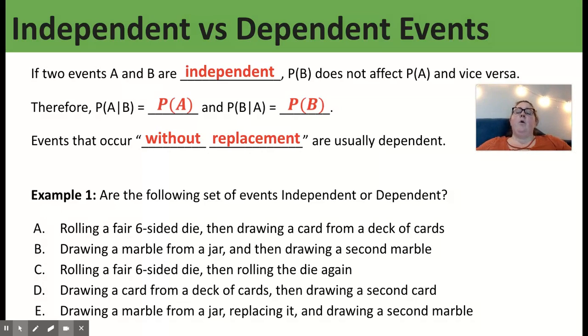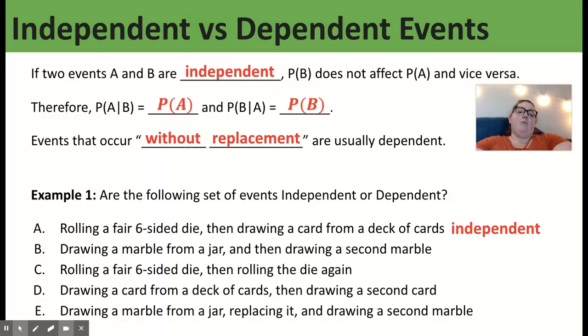If we were to roll a fair six-sided die and then draw a card from a deck of cards, do those two things affect each other? In this case, they really don't. If I roll a 6 on a die, that's not going to make it more likely for me to draw a queen from the deck of cards. They don't affect each other at all, so those would be independent.